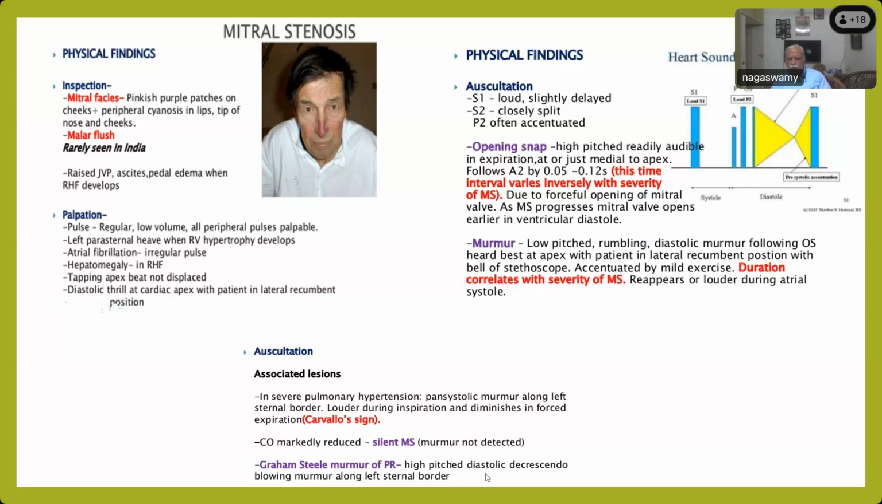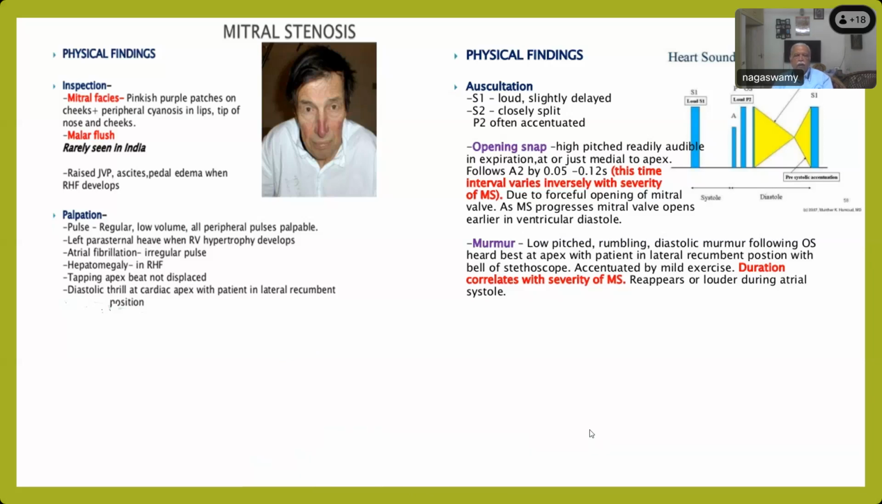high-pitched diastolic murmur, which is a decrescendo murmur along the left sternal border, and the cause for that is the pulmonary regurgitation, which is called the Graham-Steell murmur. And when the cardiac output becomes very, very markedly reduced, then there is no murmur at all, which is called silent MS also. So sometimes they may ask you this thing.